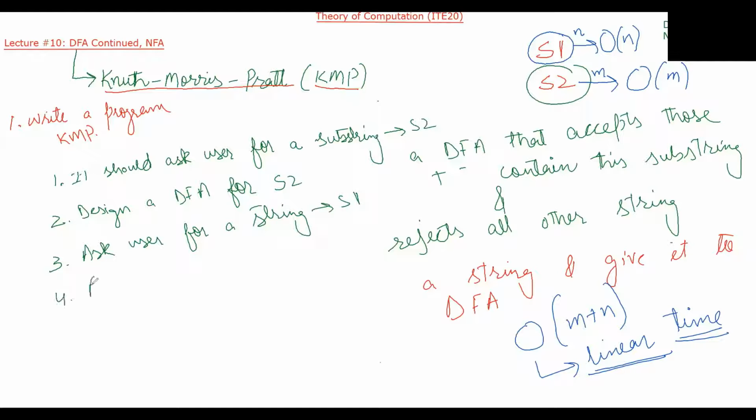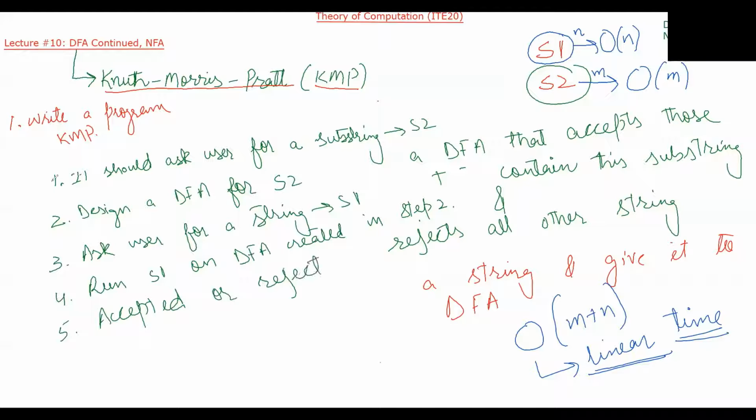Fourth, run s1 on the DFA created in step 2. And fifth, answer whether it is accepted or not. So this is the flow of your particular program. Okay, so your job, or you can say your homework, is to write a program for the KMP algorithm, the Knuth-Morris-Pratt algorithm.